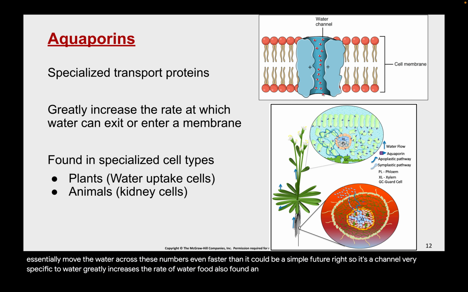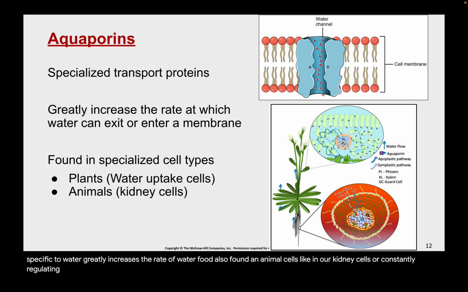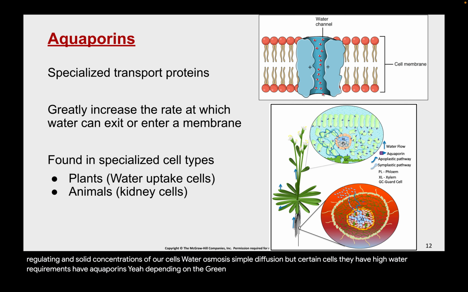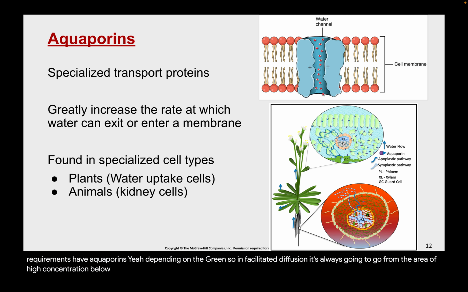Also found in animal cells, like in our kidney cells, we're constantly regulating the solute concentrations of our cells. So water can move via osmosis, simple diffusion, but certain cells, if they have high water requirements, will have aquaporins, which is part of facilitated diffusion. The water can move both ways, yeah, depending on the gradient. Yep. So in facilitated diffusion, it's always going to go from an area of high concentration to low. Depending on which one is high and which one is low is going to determine which way it moves through that channel.